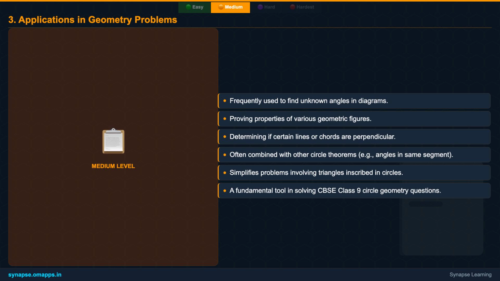The converse is also true. If a right-angled triangle is inscribed in a circle, its hypotenuse must be the diameter. This means the center of the circle is the midpoint of the hypotenuse.